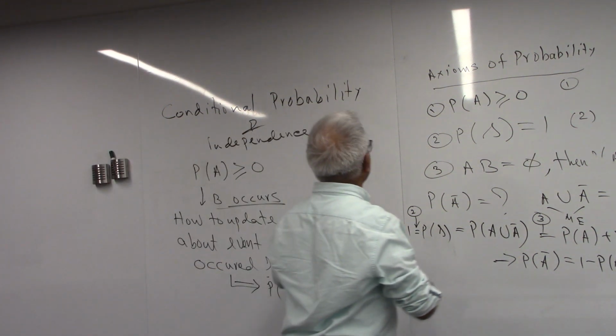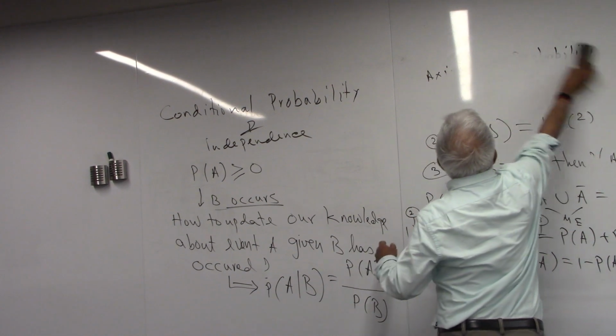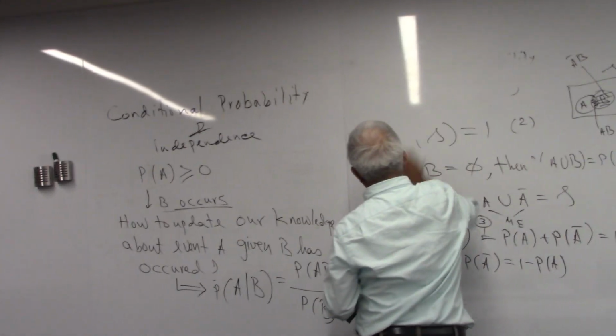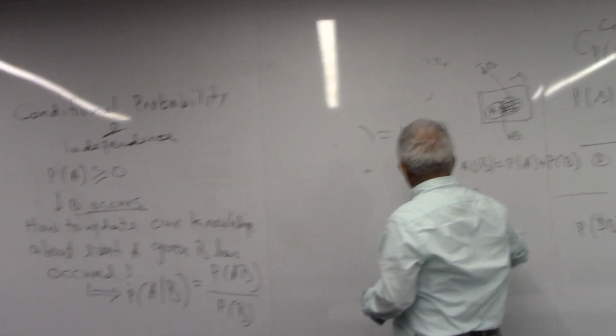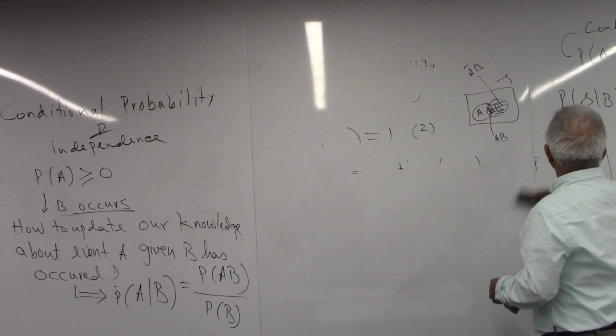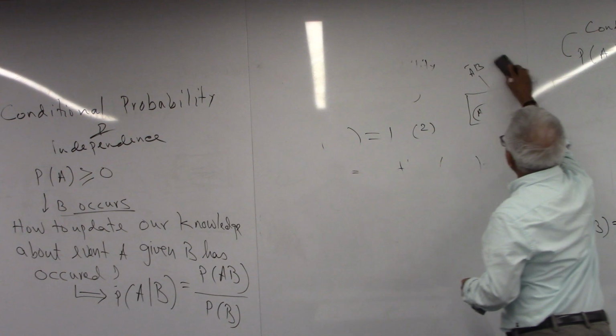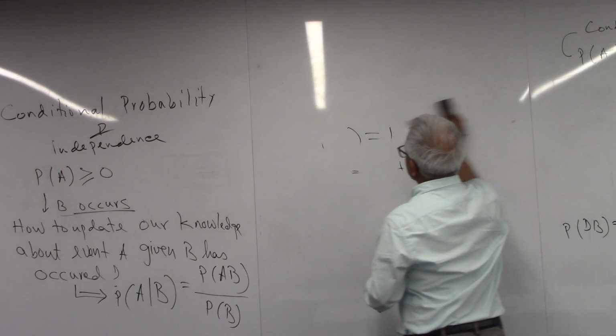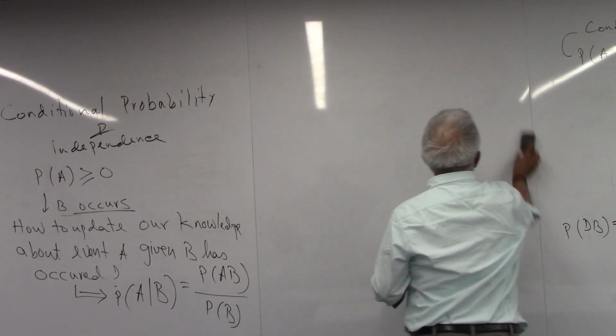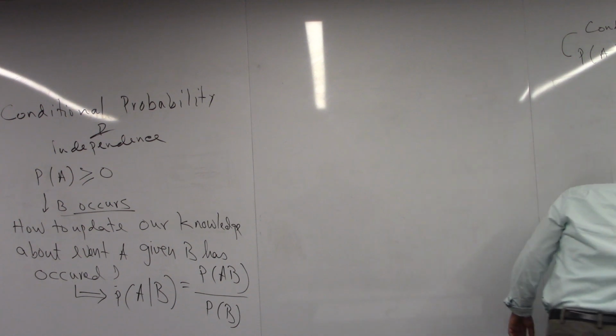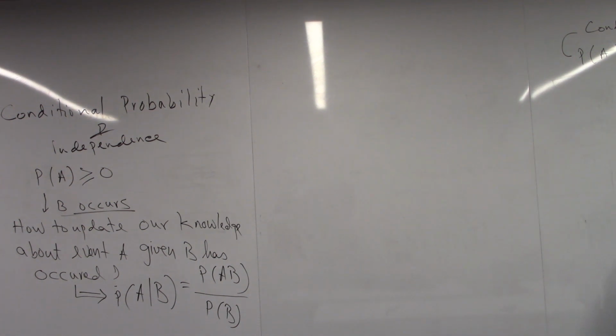Now, another notion that is complementary to conditional probability is the notion of independence. So let me introduce that, and then that will give us a few tools to look at some interesting problems.